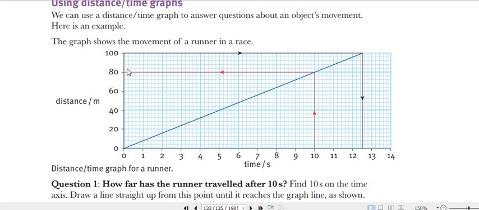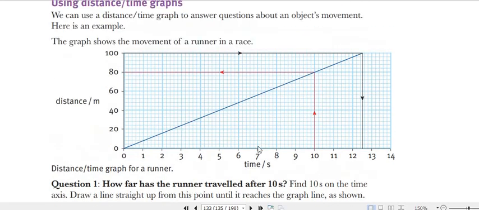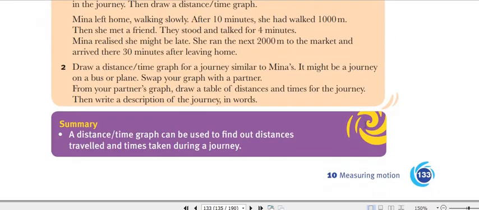أو you can find the time from the distance. For example how long does the runner take to travel 100 meters؟ بروح عند 100 meters وبمشي باتجاه الجراف لاين، then when you reach the graph line بنزل عند التايم it's almost 12.5 seconds.